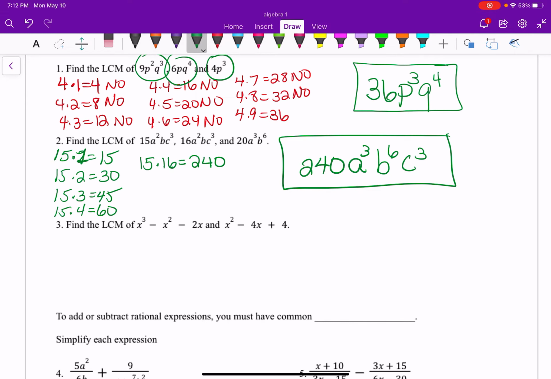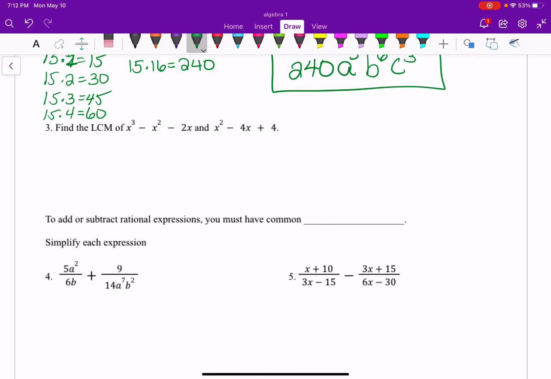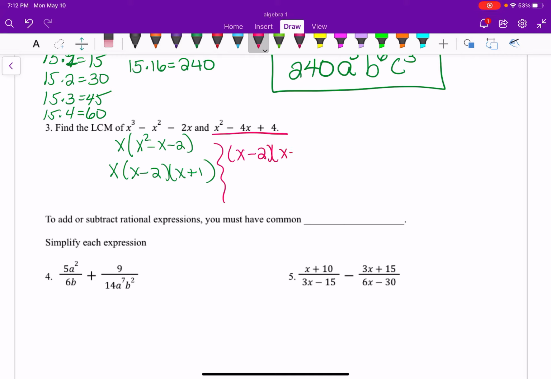Now these two, we're going to have to factor. Again, if you don't know how to factor, you're kind of at a loss here. In this first polynomial, I'm going to factor out an x, leaving me with x squared minus x minus 2. Not done factoring. I have an x minus 2, x plus 1. So that's this group. Now let's do the other group. This one can be factored, and these aren't multiplied together. This can be factored into x minus 2, x minus 2.